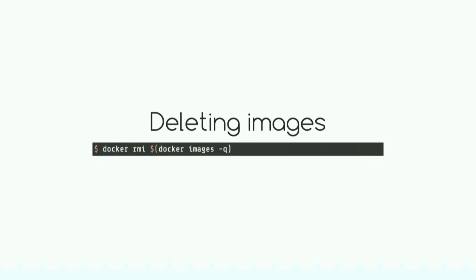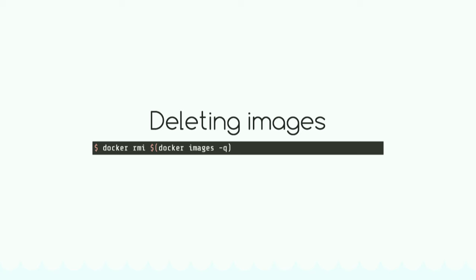All right. How do we delete images? Well, we can do a docker rmi, remove image, and then we can pass it all of the images in a list using docker images -q, to just list the image IDs.